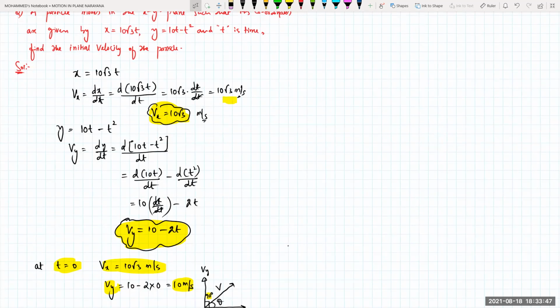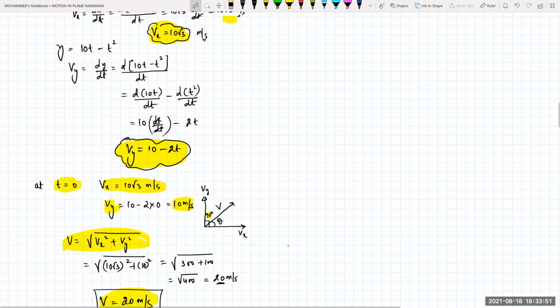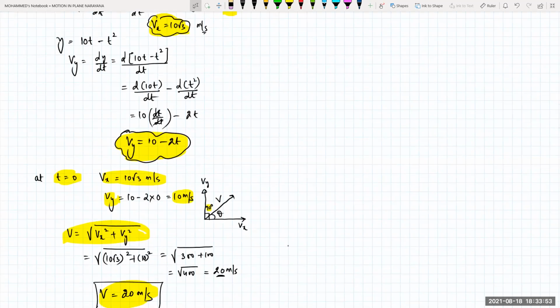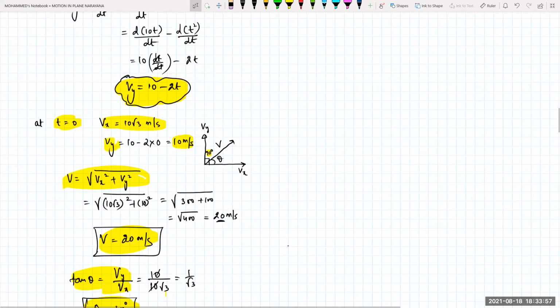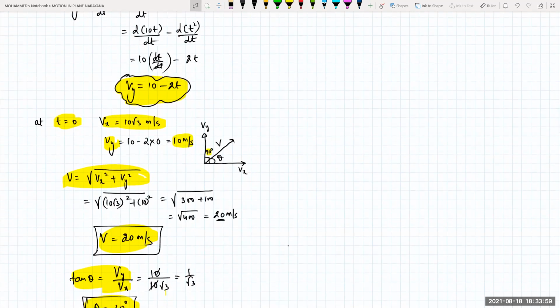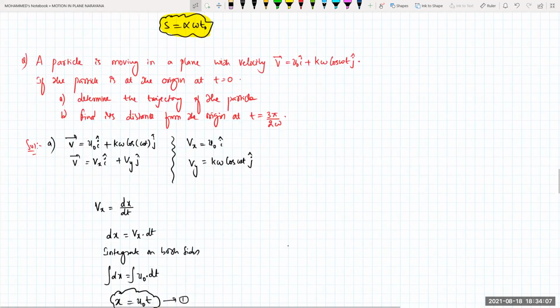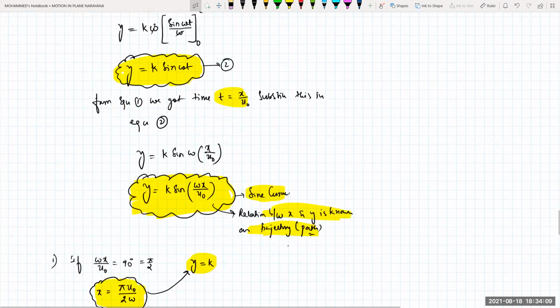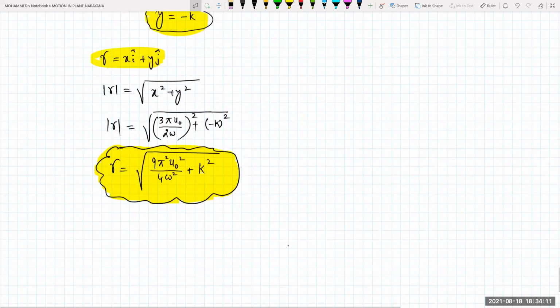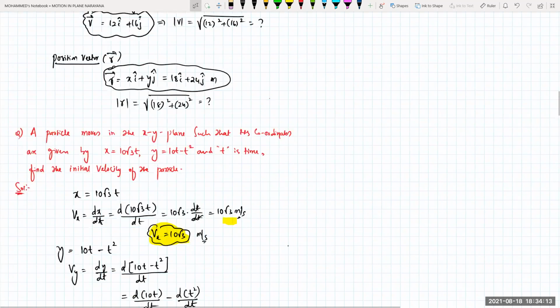So vx will be equal to 10 root 3. Since there is no time, for vy you take t as 0, so we'll get only 10. So now we got vx and vy. I can calculate the magnitude of that, and we can also calculate the angle: tan theta is equal to vy by vx. That will give me the answer. I hope you got an idea.